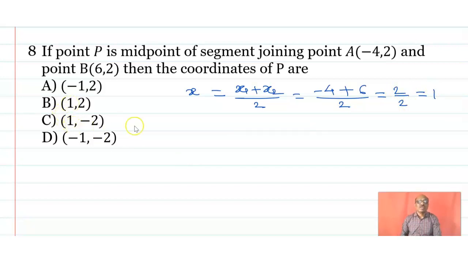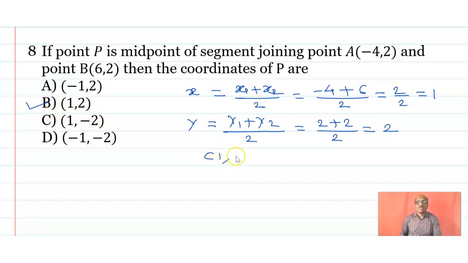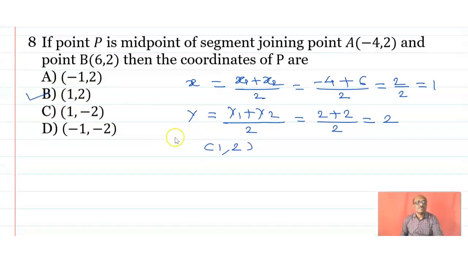मग या दोघांपैकी आन्सर असणार आहे. What about the y? Y means what? y1 plus y2 as it is a midpoint upon 2. Now here is a 2 plus 2 upon 2. 2 plus 2. ठीक है, 4 होणार, 4 upon 2. Then you will get the 2. Therefore, the answer is 1, 2. That is B is the correct answer.